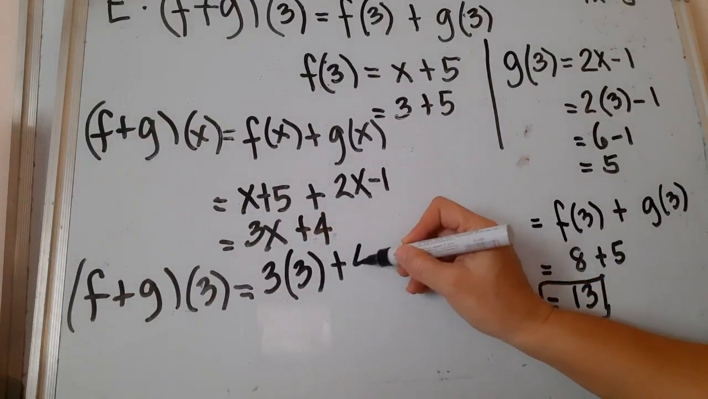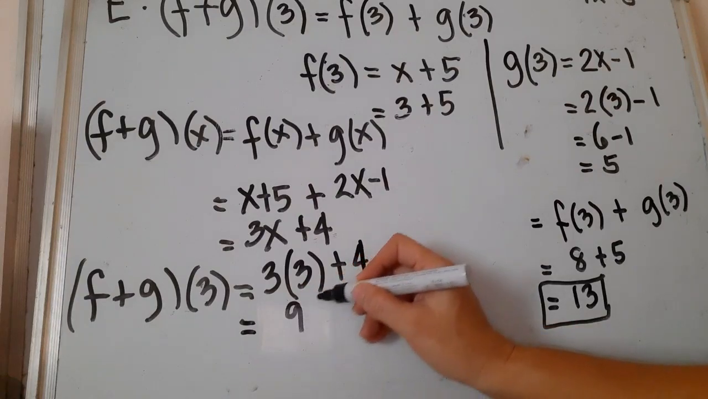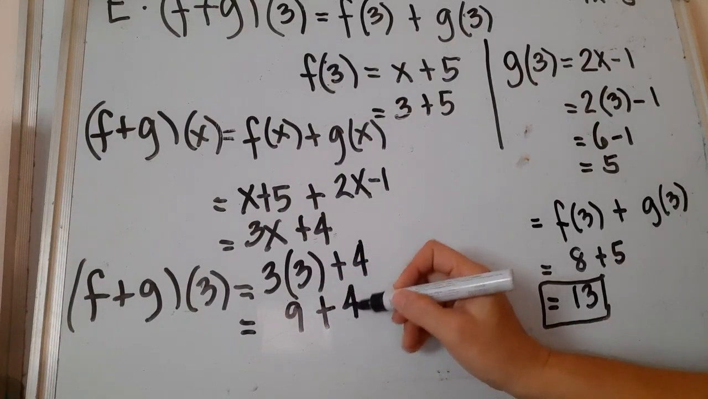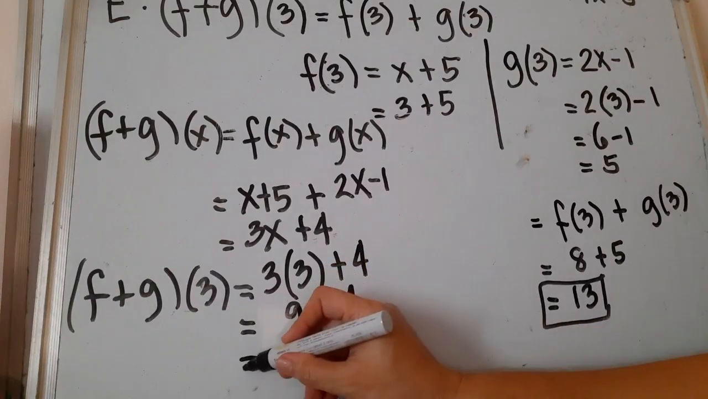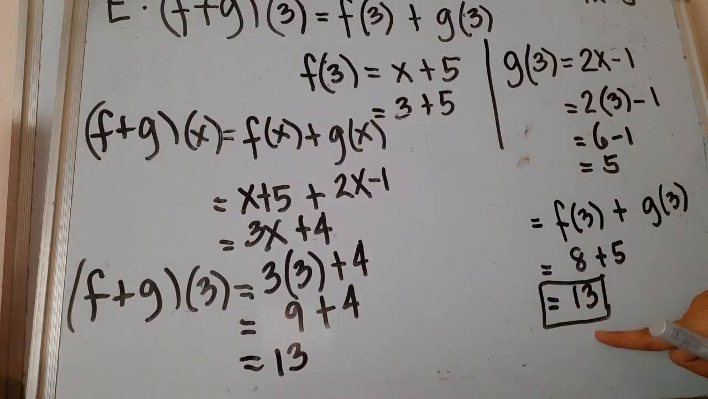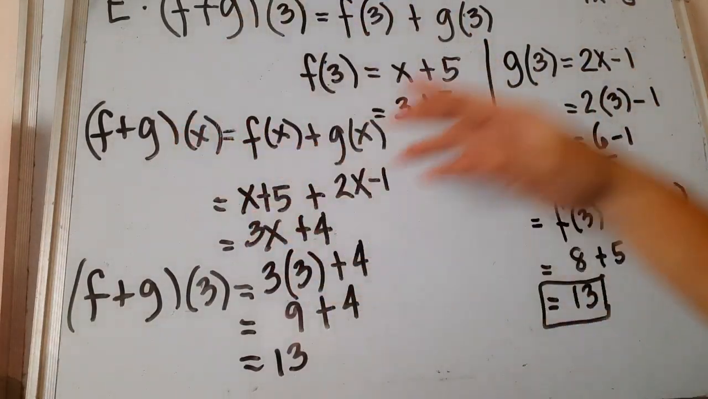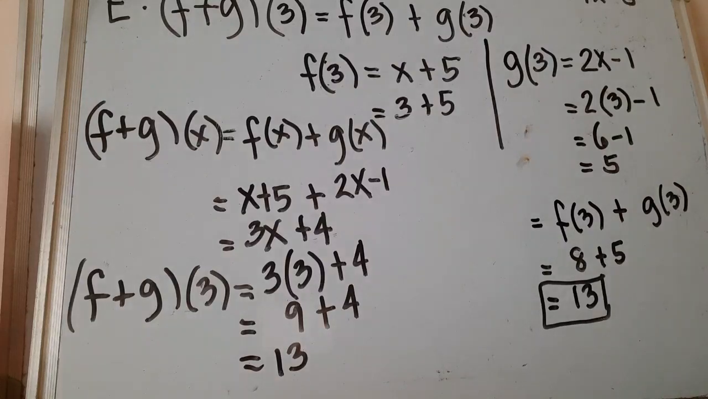Plus 4, copy. We have 3 times 3, which is 9, plus 4. 9 plus 4 is still equal to 13. The same here. So it's up to you now which alternative or which procedure you are going to apply.